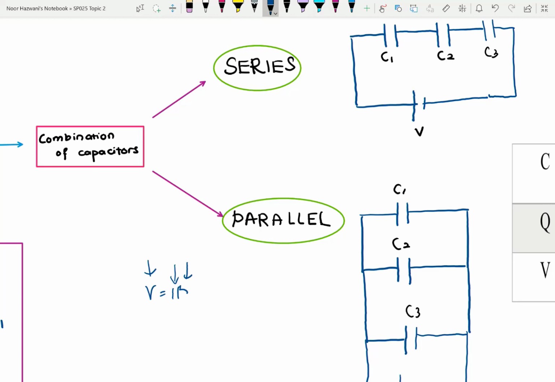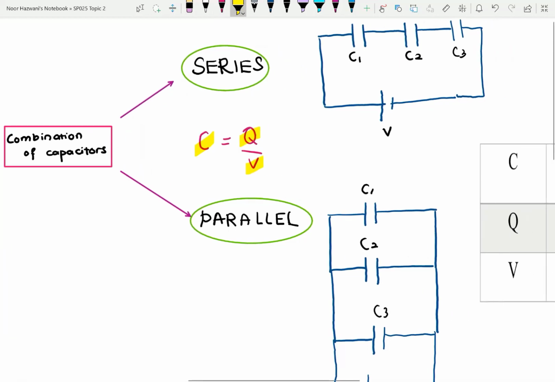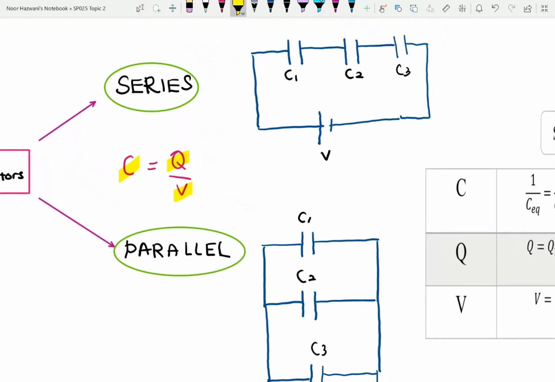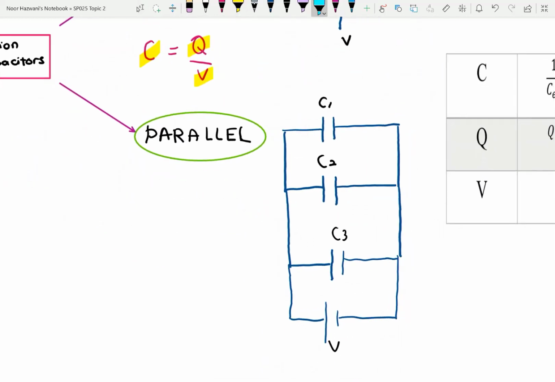But then since untuk capacitor, kita ada equation kita adalah C equals to Q over V. Okay, so you have to remember how C, Q and V punya equation for both series and parallel. Okay, so this one is actually this is series, ni contoh lah series connection. Okay, yang ini yang bawah ini adalah contoh parallel punya connection.